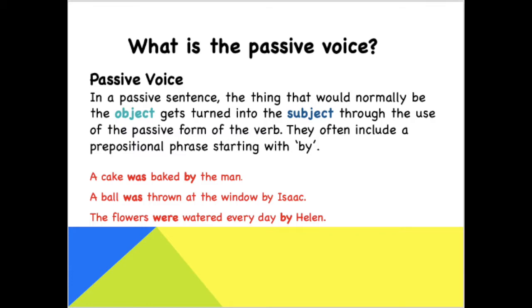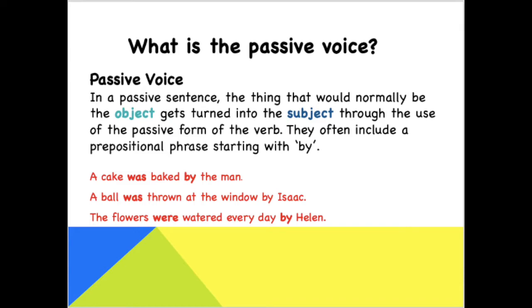So a few things to look out for. We've got that was and were now added into our verb, and we've got the word by. So a cake was baked by the man. There are a few key things to look out for. We've got the cake at the beginning of the sentence. It was baked by the man. So it was the man that did the baking. The cake was passive. That's where the passive voice comes from. The cake is passive. It's being baked.